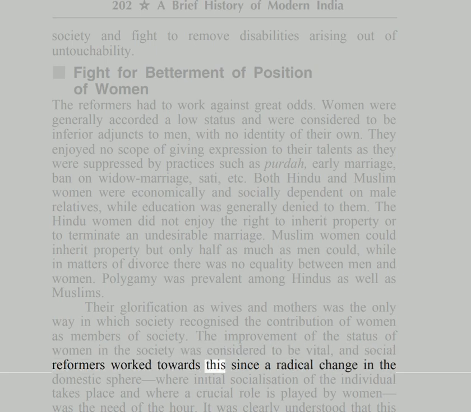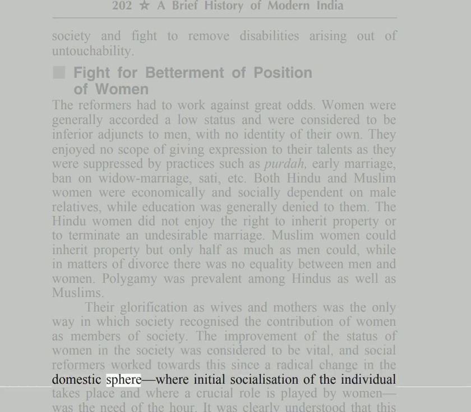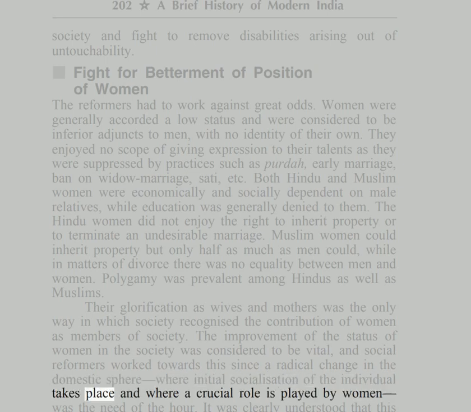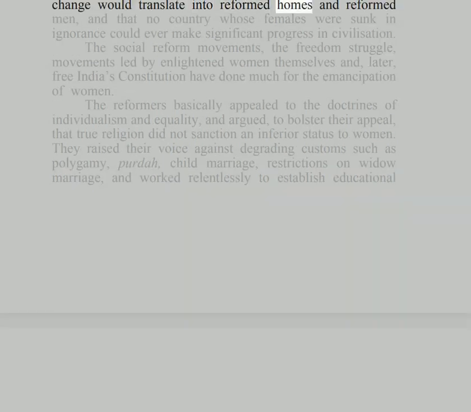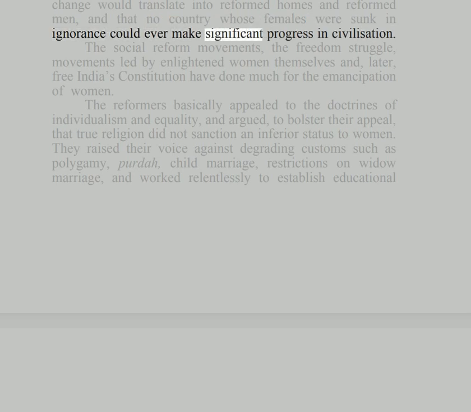The improvement of the status of women in society was considered to be vital. Reformers worked towards this since a radical change in the domestic sphere, where initial socialization of the individual takes place and where a crucial role is played by women, was the need of the hour. It was clearly understood that this change would translate into reformed homes and reformed men, and that no country whose females were sunk in ignorance could ever make significant progress in civilization.